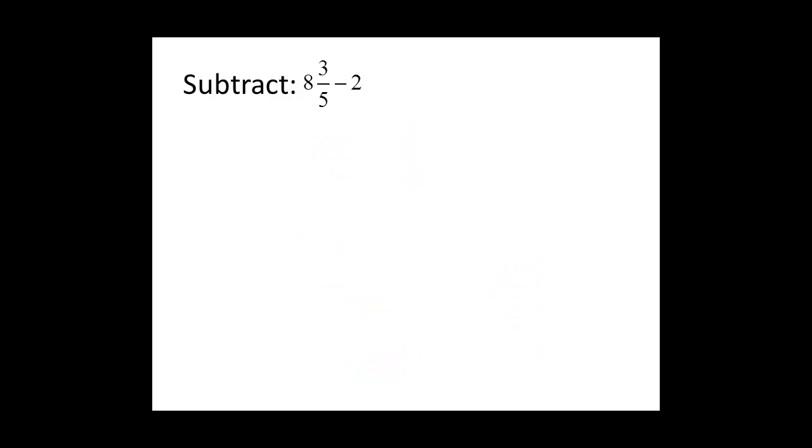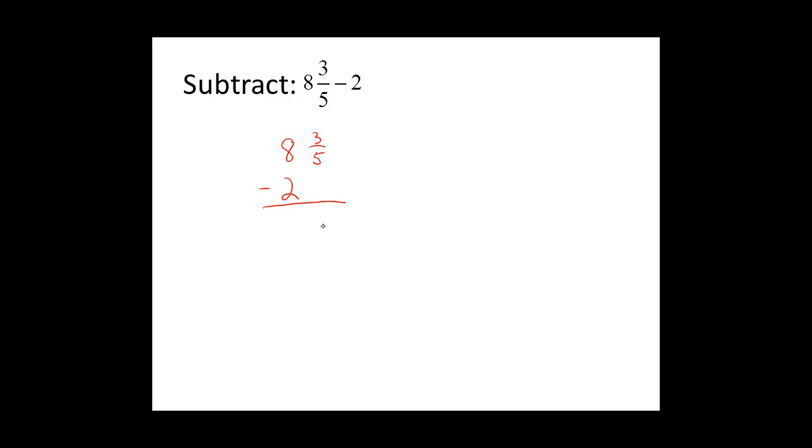Subtract 8 3/5 minus 2. We will line up our whole number parts and our fraction parts. Notice there isn't a fraction part for this number, so there is a 0 here. So we are going to subtract 3/5 minus 0.